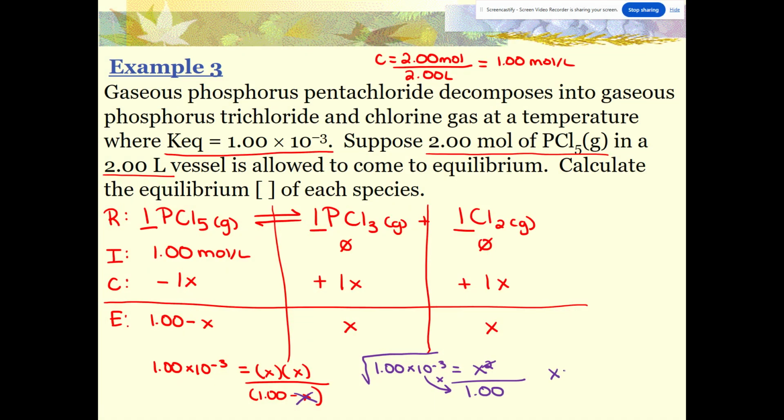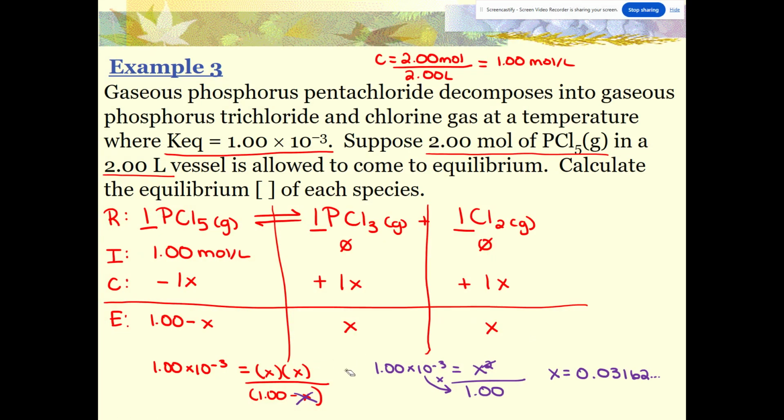Okay, so once I solve for x, that's not quite a question done. So I take the square root of 1 times 10 to the negative 3. Oops, I made a mistake there. Let me take the square root of 1 times 10 to the negative 3 again. There we go. x equals 0.03162, and so on. This is my x. Now I can put it back into my equations for the equilibrium concentrations of everything.